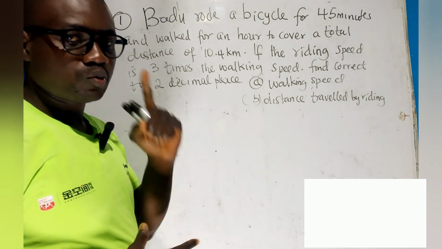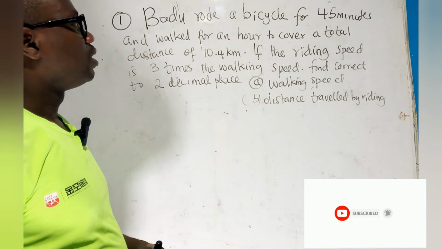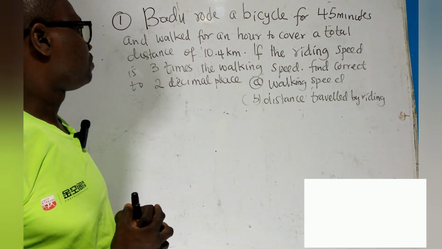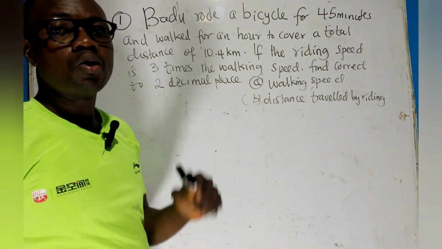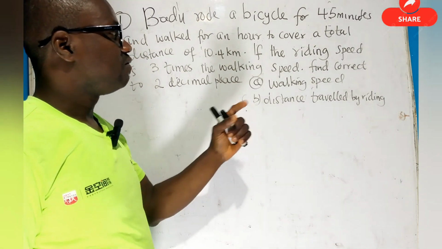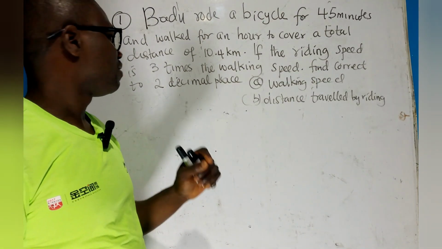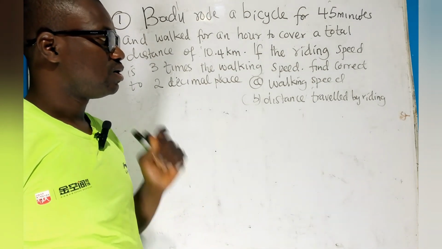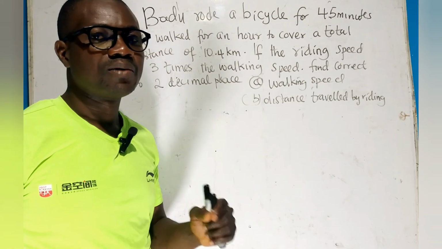Mathematics question 1. Now in this case, this is the question. Bedu rode a bicycle for 45 minutes and walked for an hour to cover a total distance of 10.4 kilometers. If the riding speed is 3 times the walking speed, find correct to 2 decimal places the walking speed and then the distance traveled by riding.